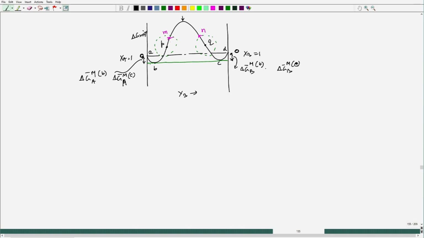Now, if I draw this particular plot around P, let us see how it looks like. So, the plot would be like this.